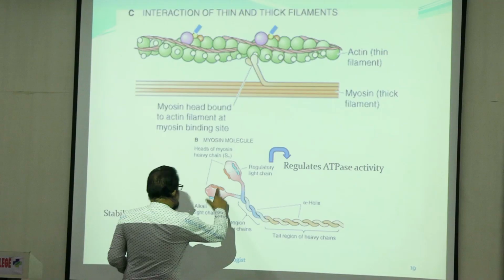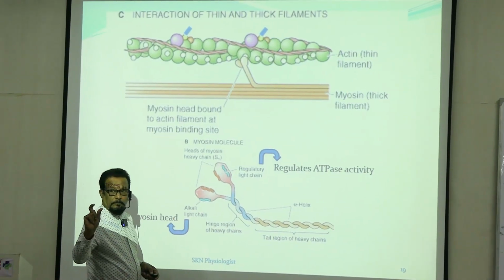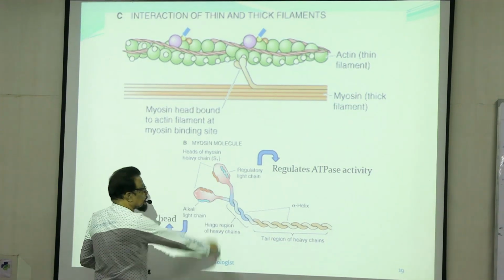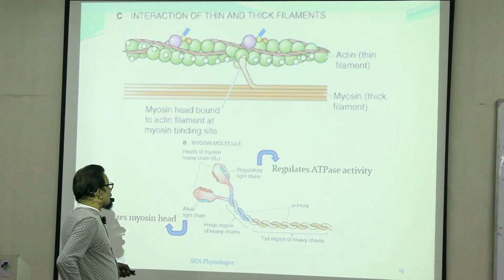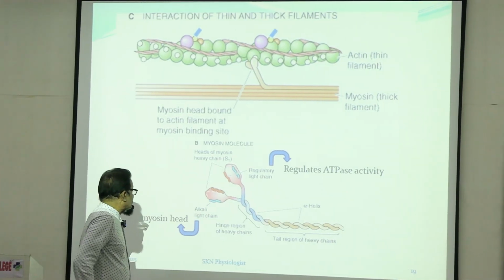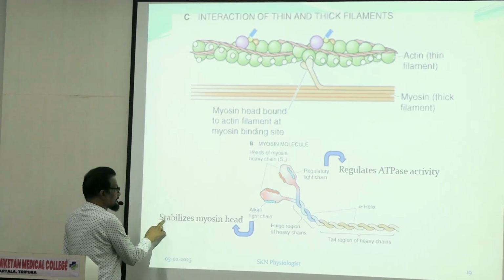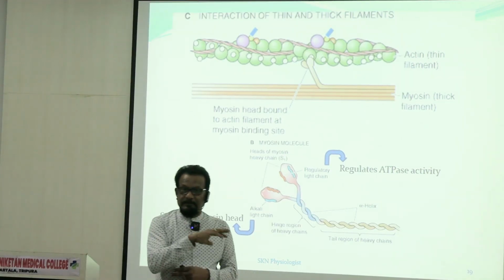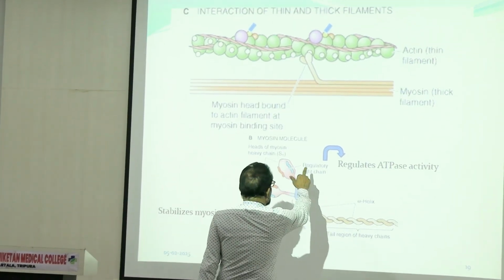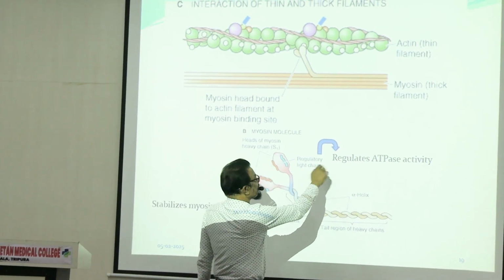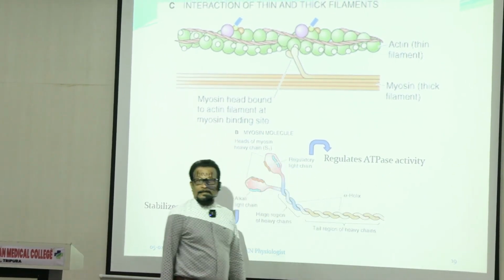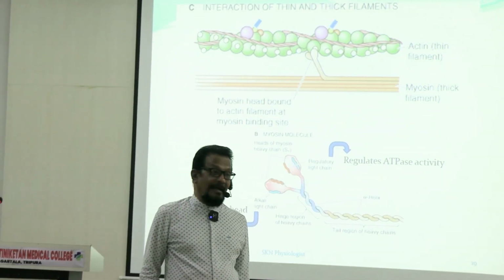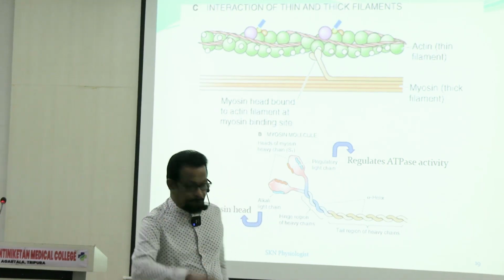In the myosin head, there are light myosin chains. So these are the components of light myosin. What are these? The regulatory light chain and the alkaline light chain. What is its function? Its function is to stabilize the myosin head. And what is the function of the regulatory light chain? It regulates the ATPase activity of the myosin head. Is it clear? Fine.